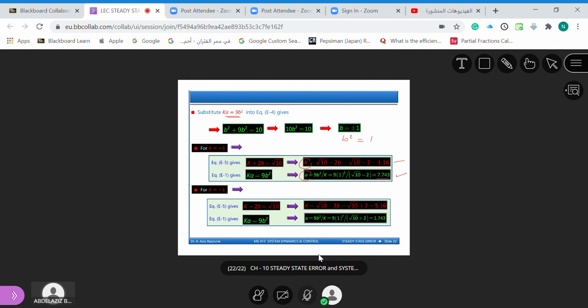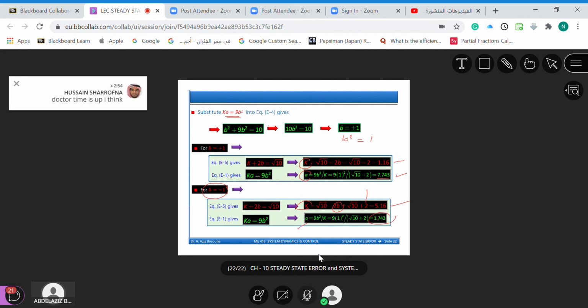If you get b equal to -1, you will have the same thing, but you solve for b equal to -1. Here b is equal to -1, so minus 2b will be plus 2b. This will give you 5.16 for k, and it will give you a equal to 1.73.